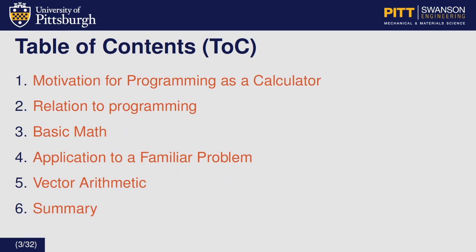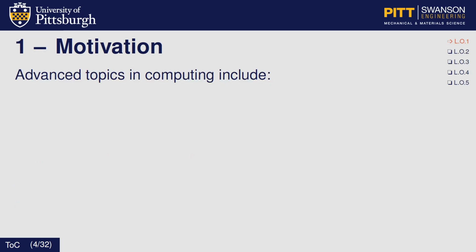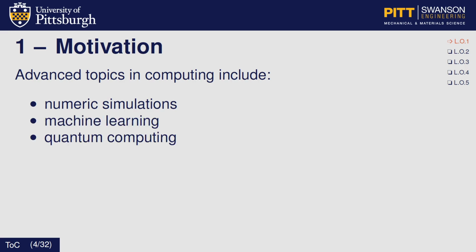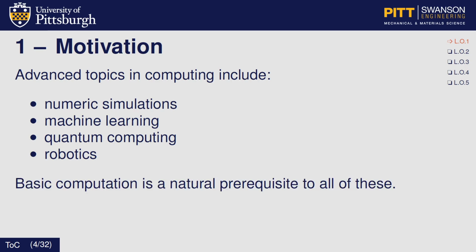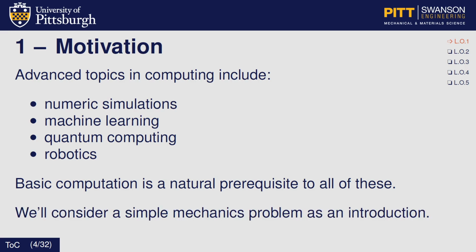This slide, the table of contents, contains hyperlinks to each of the sections to make the downloaded PDF easy to navigate. Advanced topics in computing include numeric simulations, machine learning, quantum computing, robotics, and even more. But before entering any of those fields, you must be capable of basic computation. To address this, we'll consider a simple mechanics problem that you should already be familiar with.